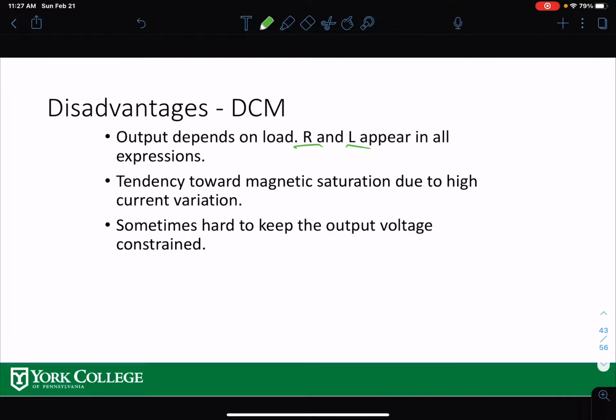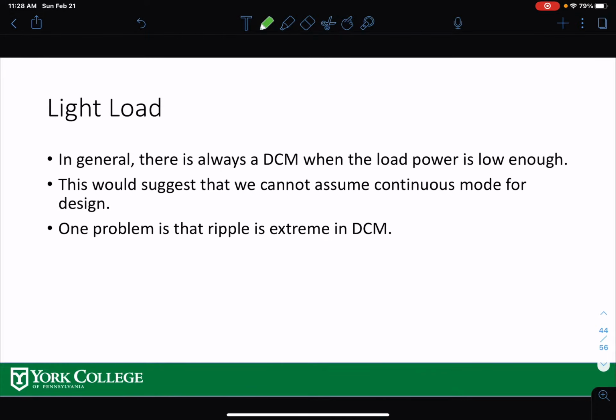You're switching very fast, right? Current variation is really high because you're swinging up and down, with very high values of current and very high ripple. You might get into magnetic saturation. And it's not easy to keep the output voltage constant because it doesn't only depend on the D ratio, but also on R, T, and L. So those are the disadvantages of DCM, discontinuous conduction mode.